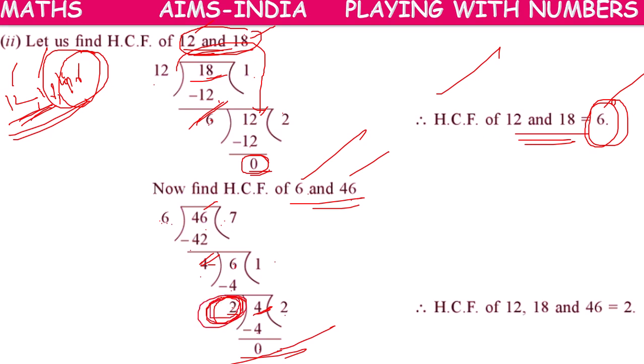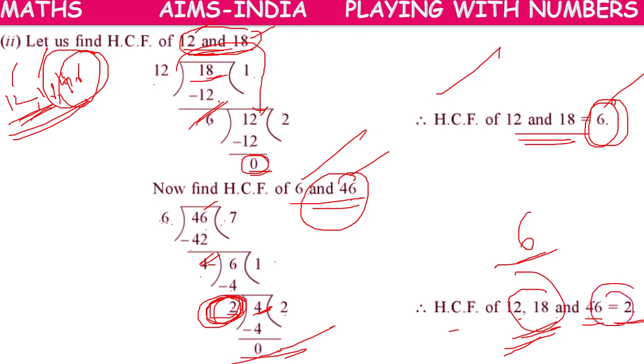Means we got 0 when dividing with 2. So the HCF of 6 and 46 is 2. But 6 is the HCF of 12 and 18. So directly we can write the HCF of 12, 18, 46 is 2. If we have 3 numbers, we can find the HCF of 2 numbers first, and with that we can find the HCF with the third number.